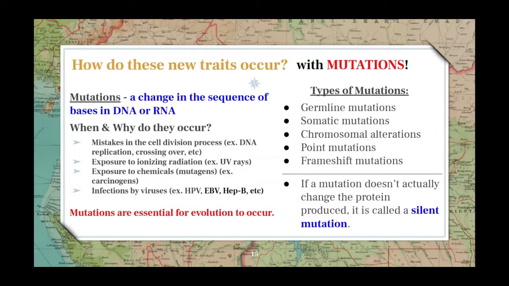We've talked about that. If you accidentally mess up during any part of cell division, whether that's DNA replication or during crossing over, you don't get all of the chromosome in its right spot. You can also have mutations occur to your cells or damage parts of your cells with ionizing radiation like UV rays from the sun, or exposure to certain types of chemicals, for example, carcinogens.